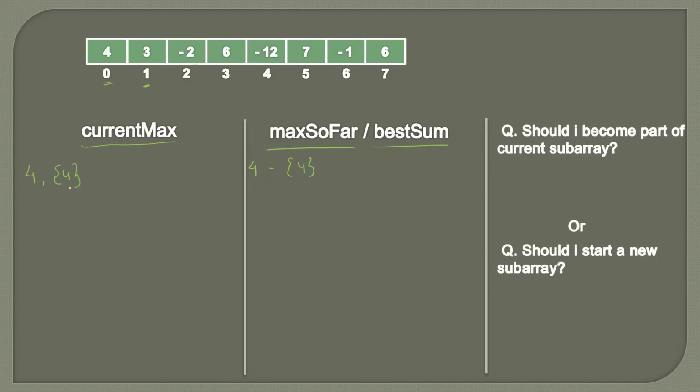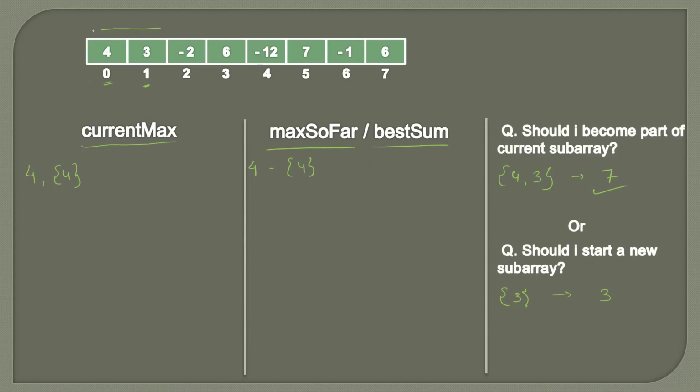So here if you see, the current subarray is 4. If it becomes part of the current subarray, the subarray will become 4, 3 and the sum will become 7. Or it will decide, should I start a new subarray? If it decides on a new subarray, the sum will become 3. So among these two options, 3 will see that it's better to become part of the current subarray because we are getting a maximum sum among these two sums. So 3 will become part of the current subarray.